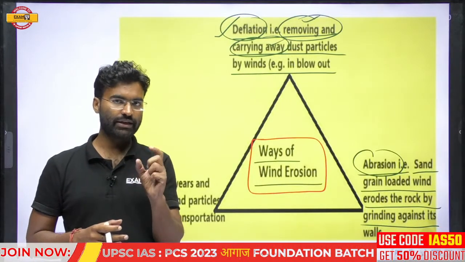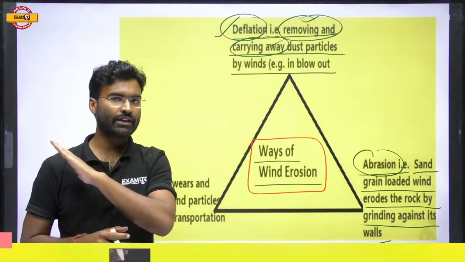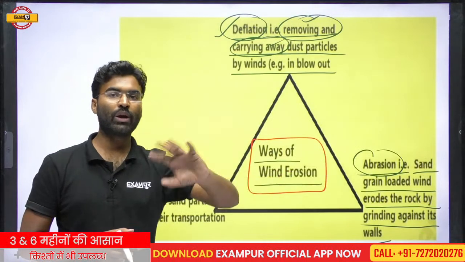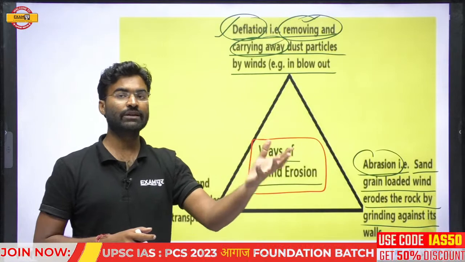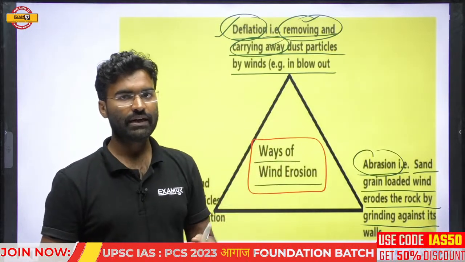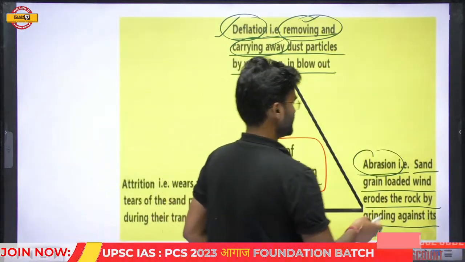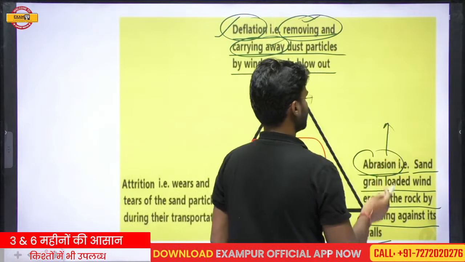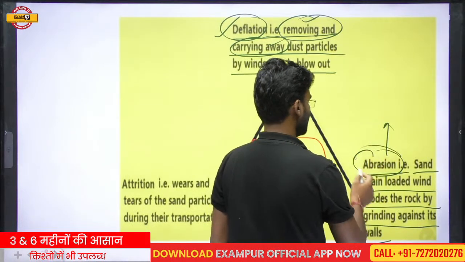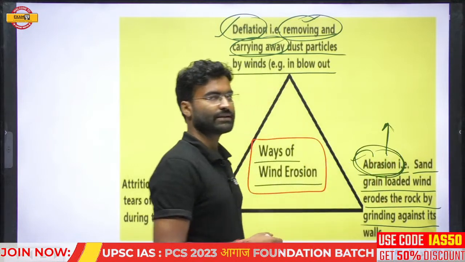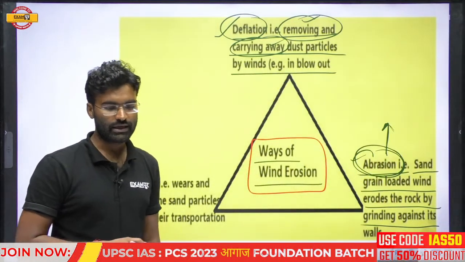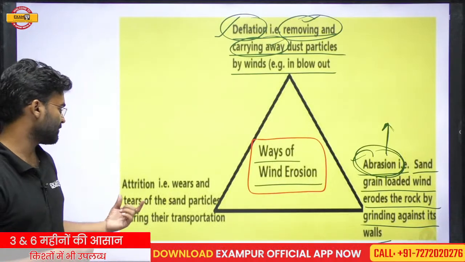If any wind carries sand grains, and those sand grains collide with the rock surface, then due to the collision of the two materials, erosion takes place. That is called abrasion. This type of erosion is called abrasion.